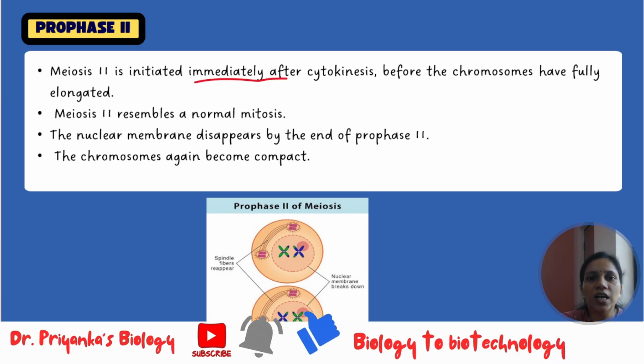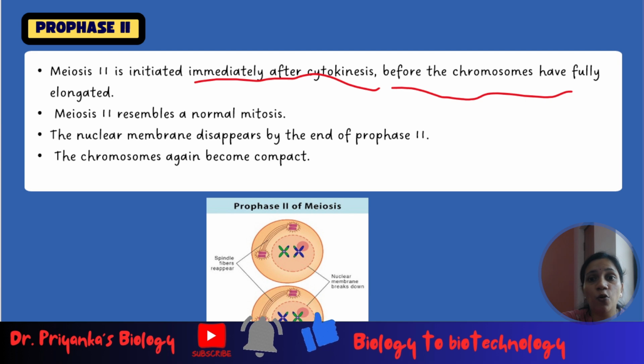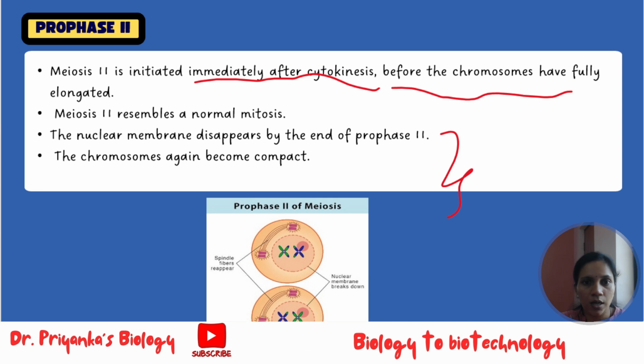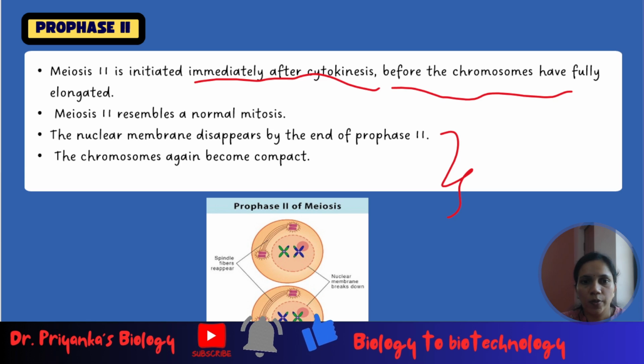It starts immediately after cytokinesis of meiosis 1, after that short interkinesis, but this has to start before the chromosomes are fully elongated. So it is more like mitosis. Why is it more like mitosis? Because of these two points that we have already studied. So basically you have to remember one thing and do the copy paste thing for the second thing, but use your logic. There is disappearance of the nuclear membrane and there is compaction of the chromosomes.